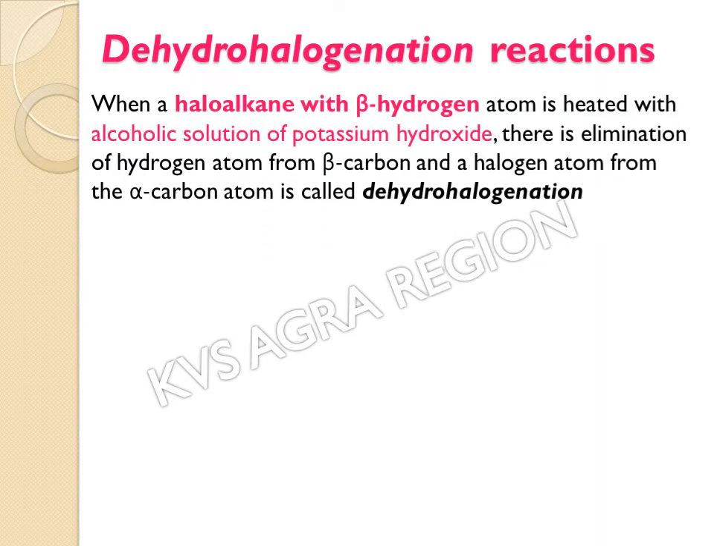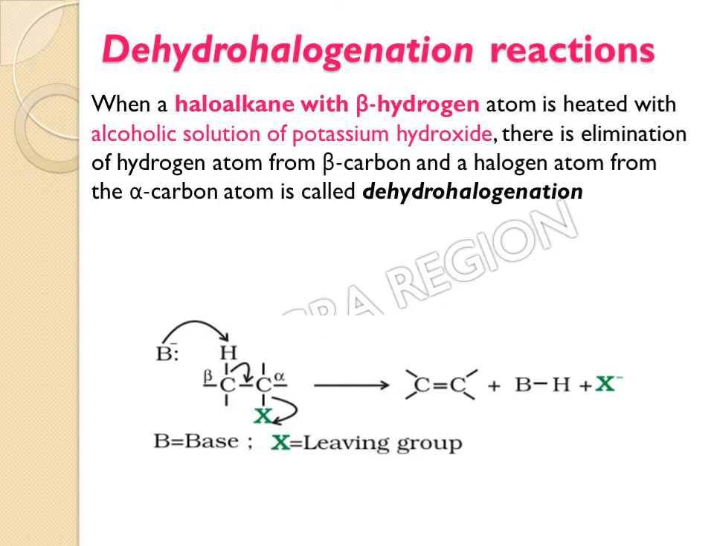When a haloalkane with a beta hydrogen atom is heated with an alcoholic solution of potassium hydroxide, there is elimination of a hydrogen atom from the beta carbon and a halogen atom from the alpha carbon atom, and this is known as dehydrohalogenation. Let's try to understand what is beta carbon, beta hydrogen and alpha carbon. Here you can see the carbon to which the halogen is attached directly is known as alpha carbon, and the carbon which has hydrogen but is adjacent to the carbon having halogen is known as beta carbon, and that hydrogen is known as beta hydrogen.